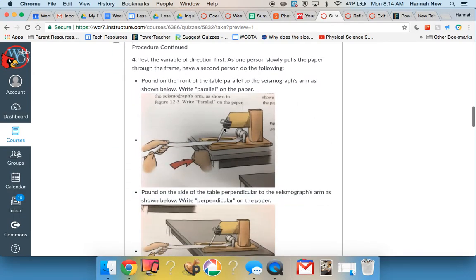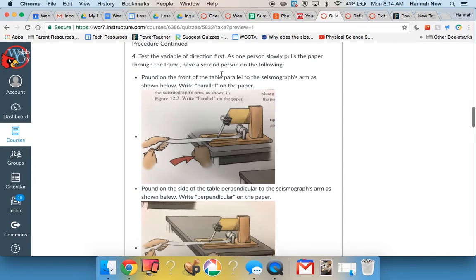Okay, so the first variable you're going to test is direction. So for direction, the first thing you're going to do is pound on the front of, it says the table, but you're actually going to pound on the front of the tub, parallel to the seismograph's arm. So this is the seismograph's arm. You're going to pound on the very front of it, just right below on the tub. And you're going to let it go for, I would say, about 5 to 10 seconds.